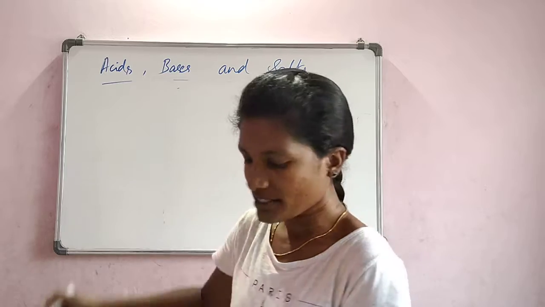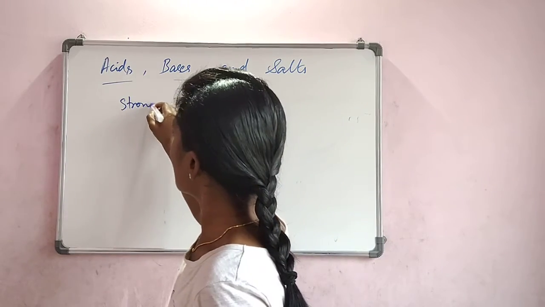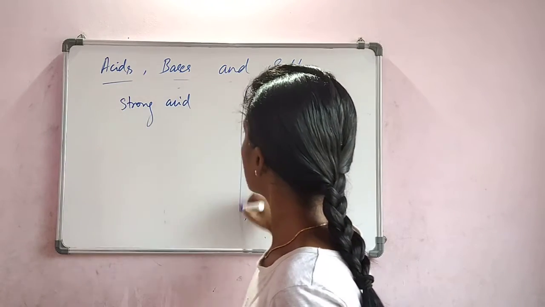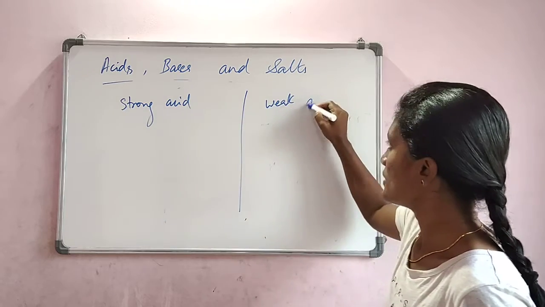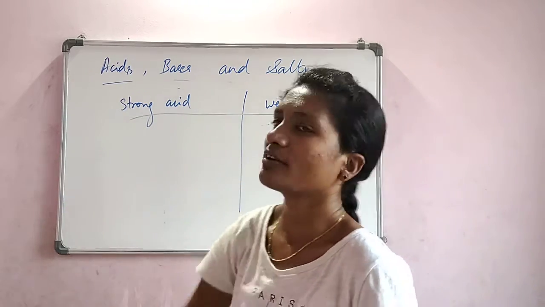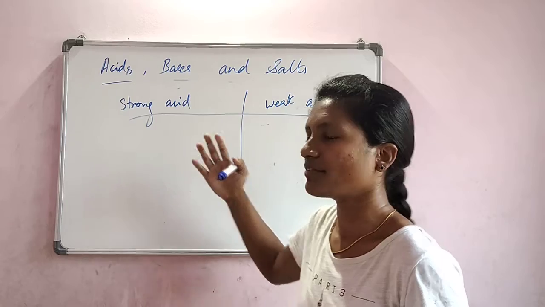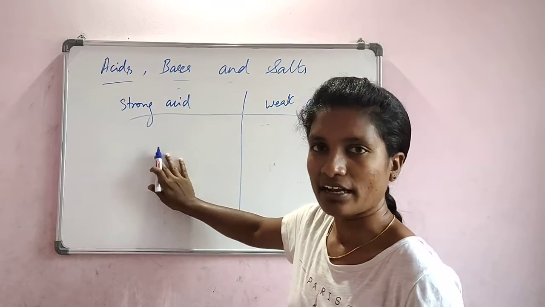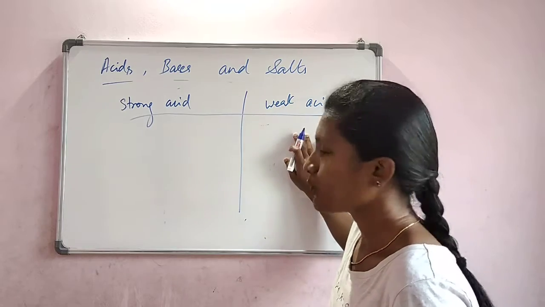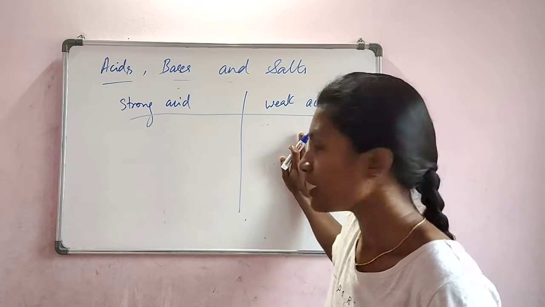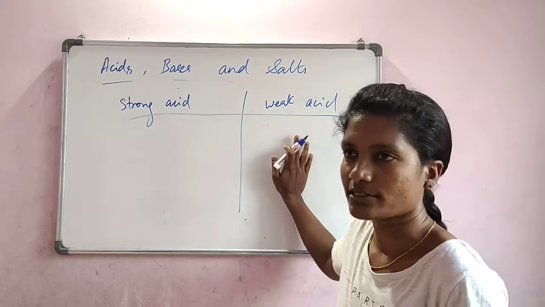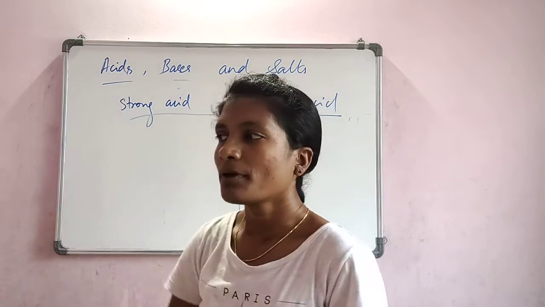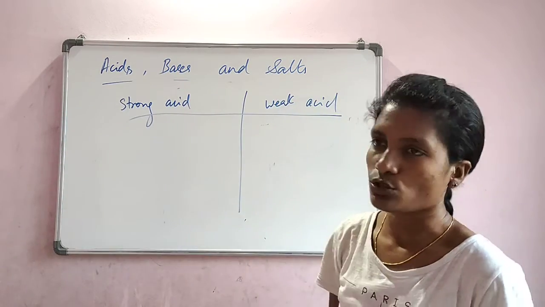The next concept is strong acids and weak acids. As in the previous session, we have already understood what a strong acid and a weak acid are. We took some examples like hydrochloric acid, sulfuric acid, nitric acid. Here we took carbonic acid, acetic acid, or other organic acids as weak acids. But why do we call them strong acids?